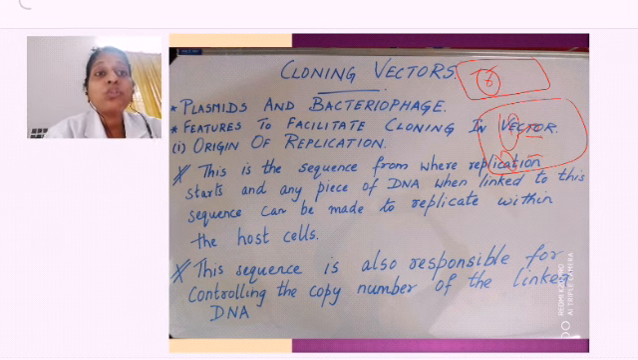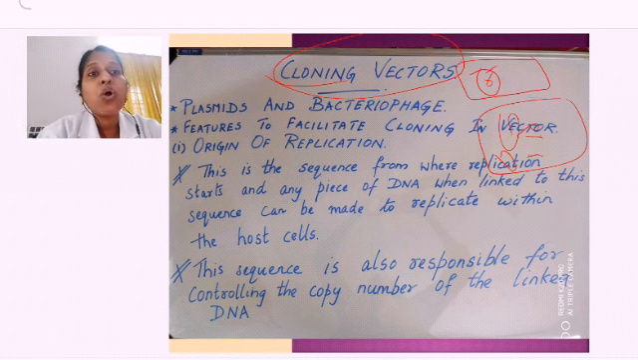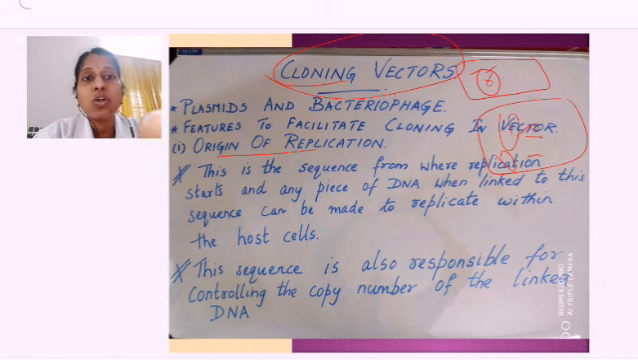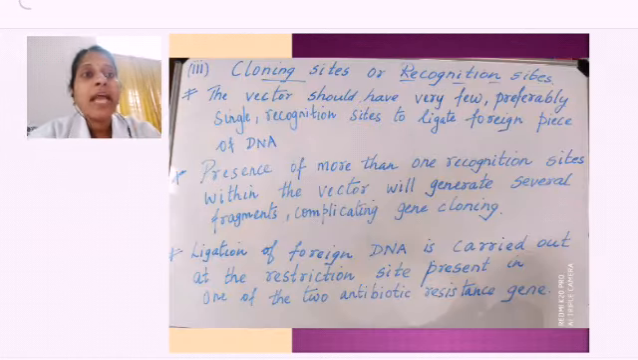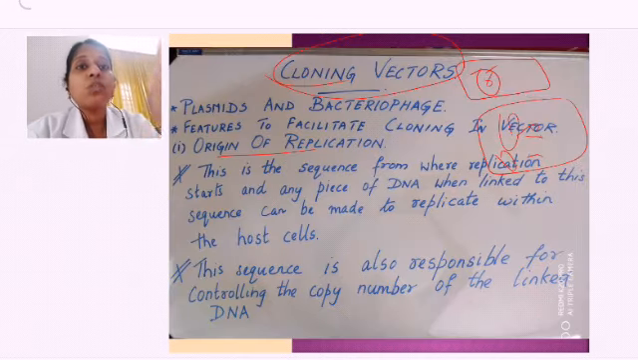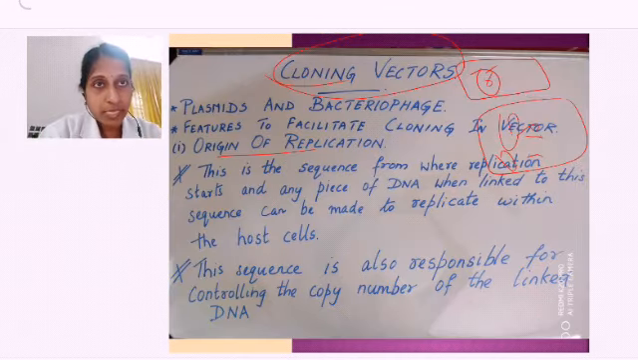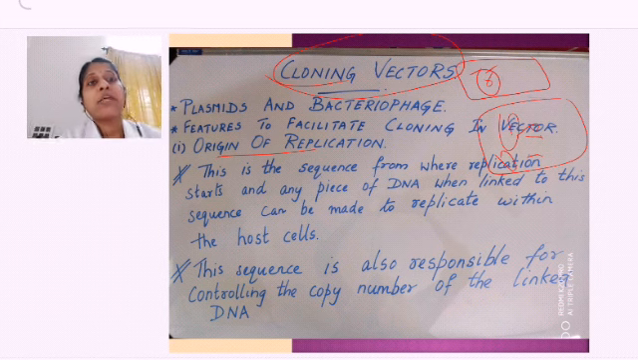So when you are moving on to the features of a cloning vector, what are the features to facilitate cloning in a vector? There are three features. How many features are there? There are three features. What are the three features? One is origin of replication. Second one is selectable marker. And the third one is cloning site or recognition site. Okay, so the first one is origin of replication, second one is selectable marker, and the third one is cloning sites or recognition sites, right?